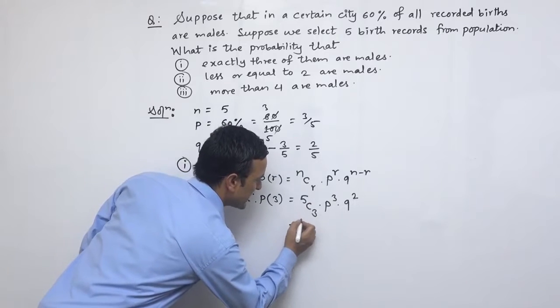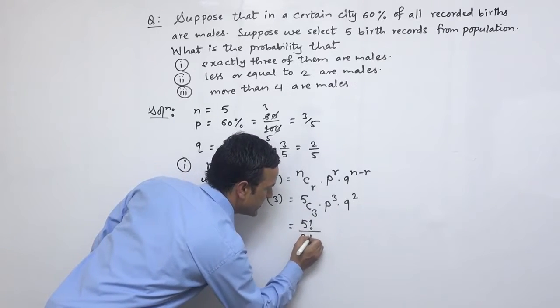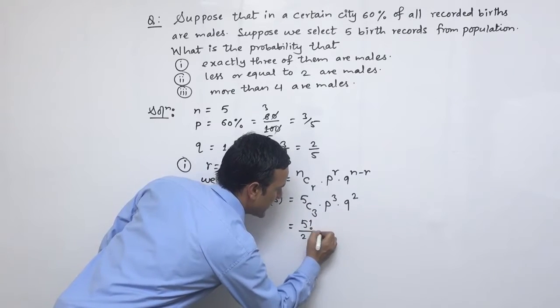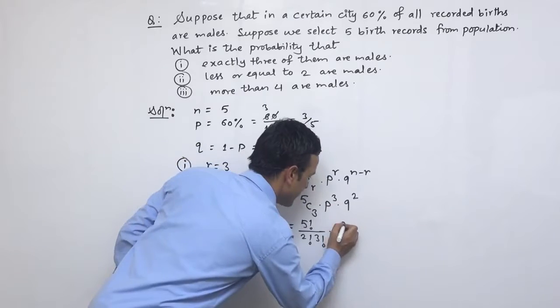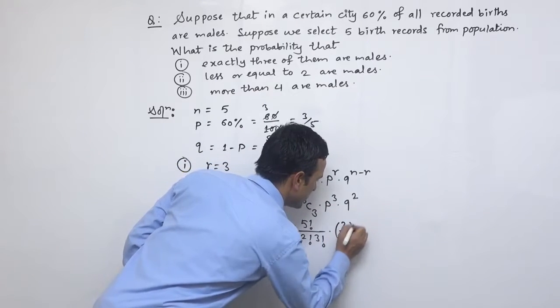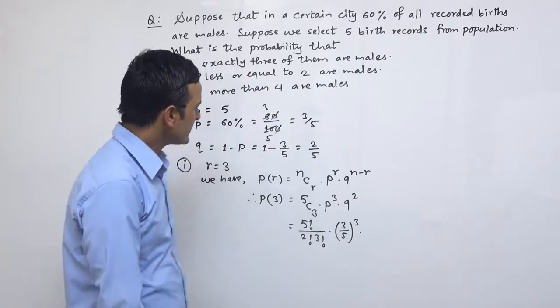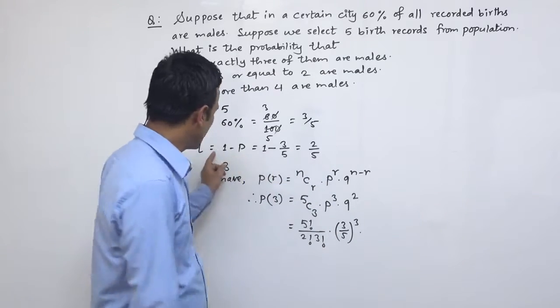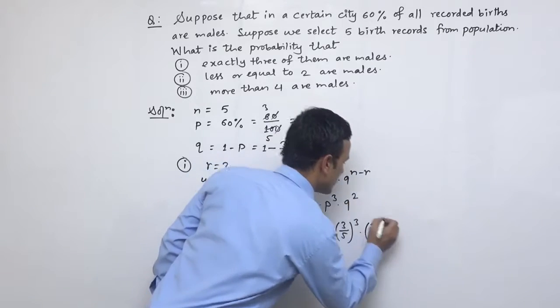So if we solve it, it will be 5 factorial divided by 5 minus 3, that is 2 factorial, and 3 factorial. The value of p is 3 upon 5, 3 upon 5 whole cube. This is the value of p. And the value of q is 2 upon 5 power 2.